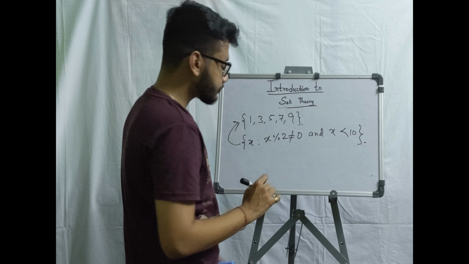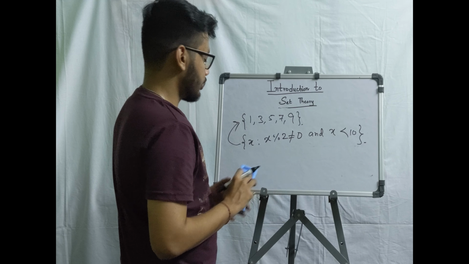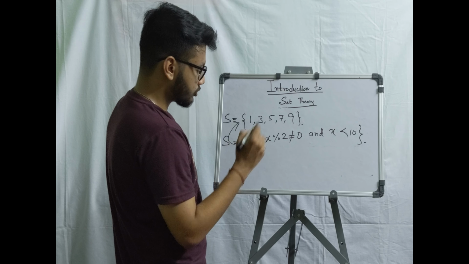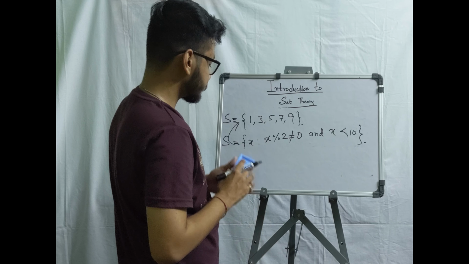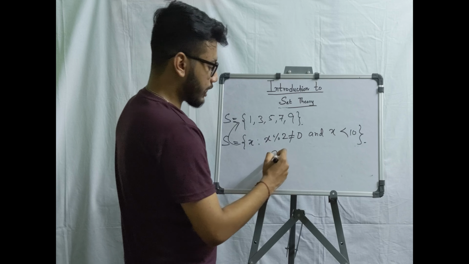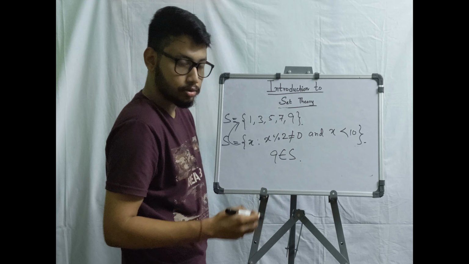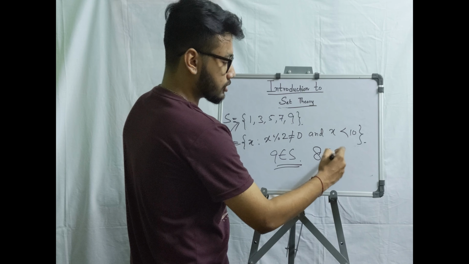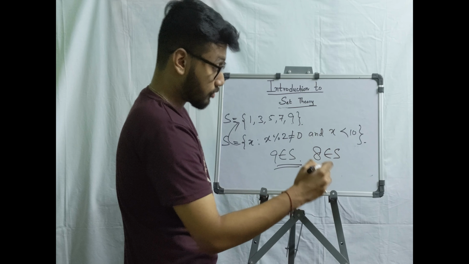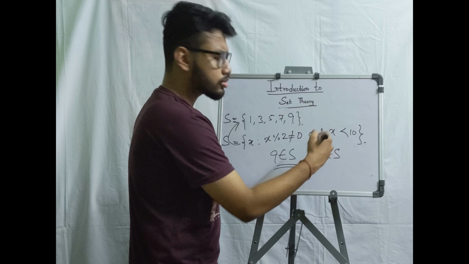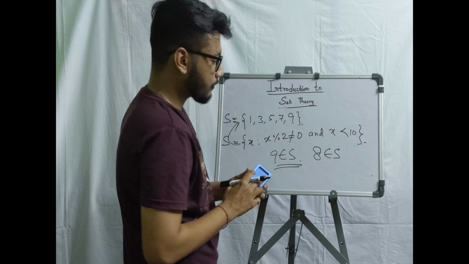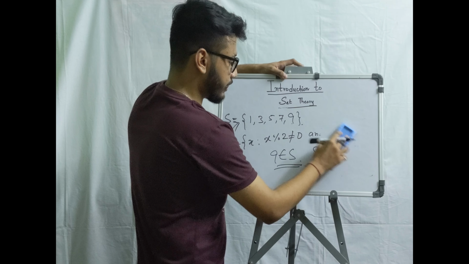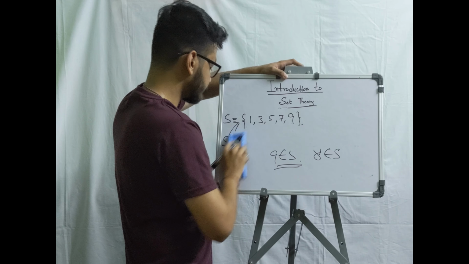Now, we can name this set as S. Similarly, this is also S. Now, if I write 9 belongs to S, is the condition true? Yes, it is true because 9 belongs to S. If I write 8 belongs to S, is it true? No, it is not. Why? Because 8 does not belong to S. So I hope you are able to understand the various forms of set.